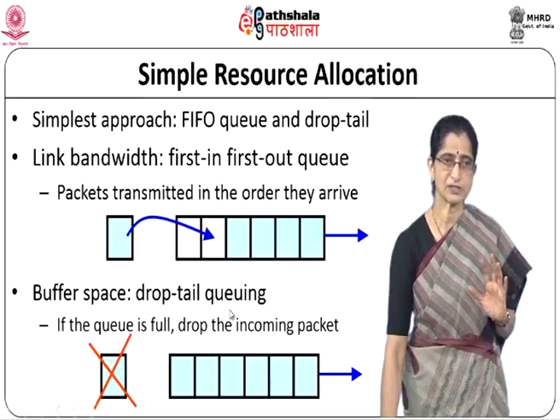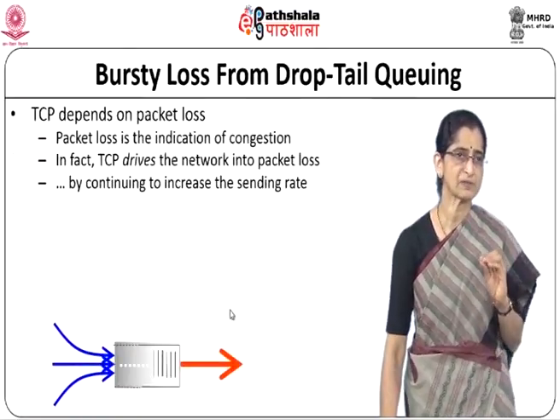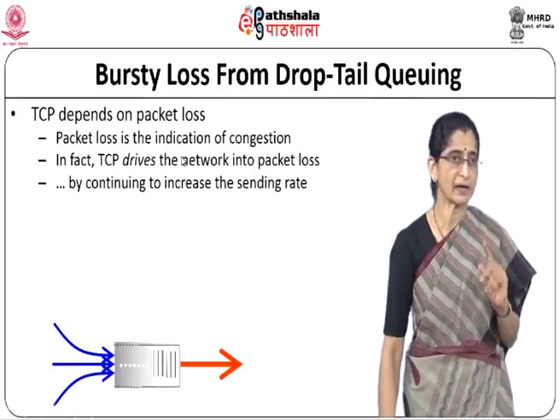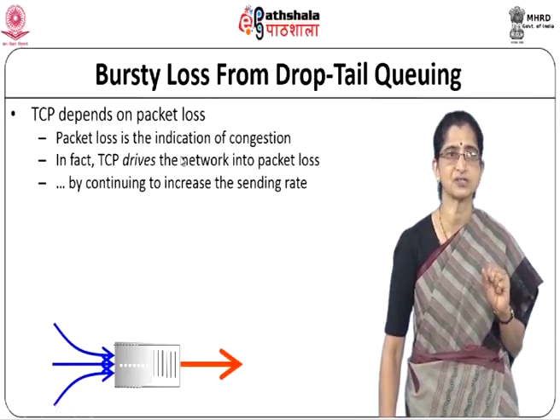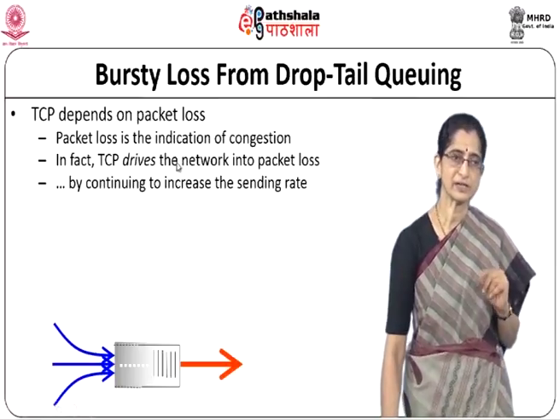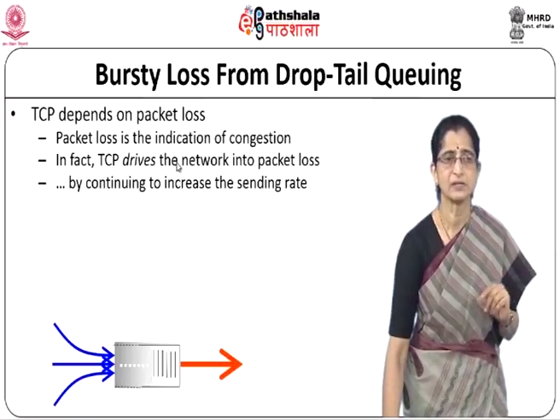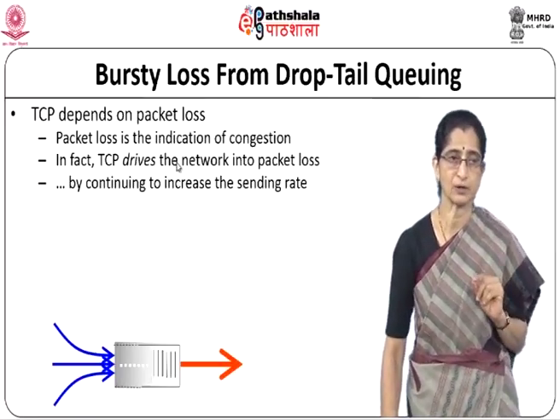In this situation, let us look at what actually happens. Now we know that TCP depends on packet loss. This is how the normal TCP's congestion control mechanism works. So, let us look at what TCP does in this kind of a drop tail queuing mechanism. Now, we said that TCP depends on packet loss.